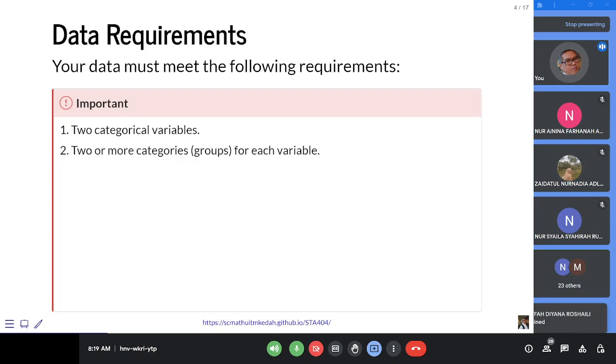Second, two or more category groups for each variable. So apa yang dimasukkan sini? For each categorical variable, it has two or more levels. For example, suppose that you have gender. This is your variable. So under gender, you have two categories or groups, right? You have male or female. This is what it means by two or more categories. So for each of the categorical variables that we are considering, you must have at least two. Can it be more than two? Yes. Sebab dia katakan two or more categories. So that is for the second one.